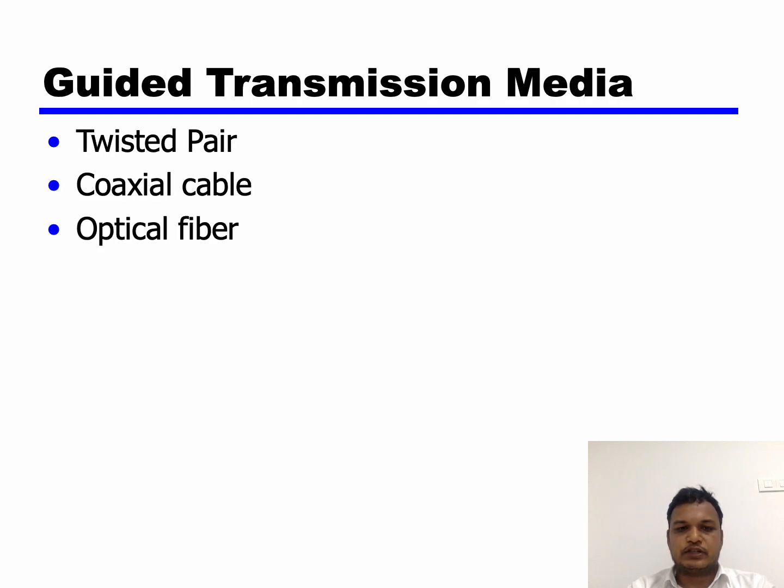For guided transmission media, we classify the transmission media into three types: twisted pair cable, coaxial cable, and fiber optic cable. Each type of cable has its own features. It has its bandwidth, its transmission capacity, its features and characteristics, and how it supports transmission, which we are going to discuss in the forthcoming slides.